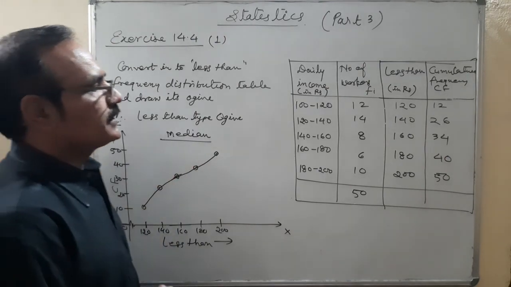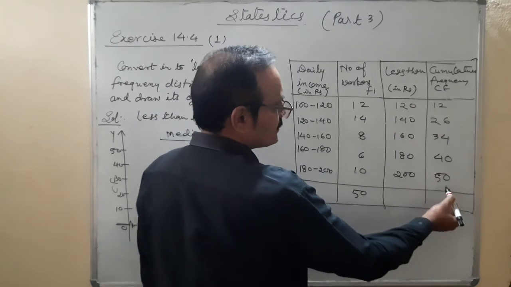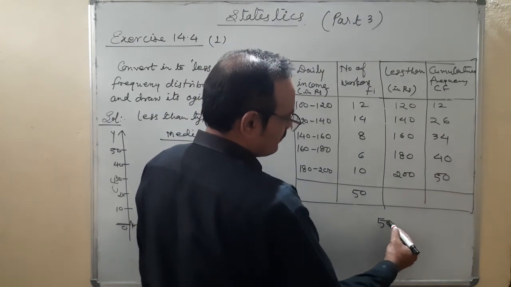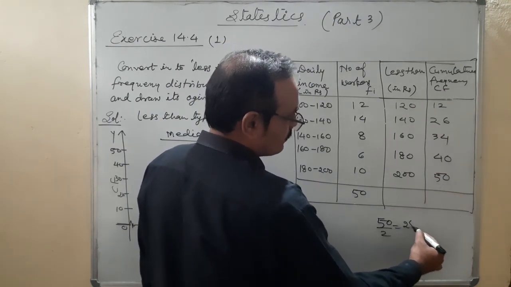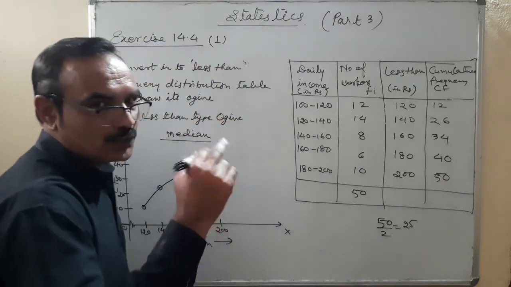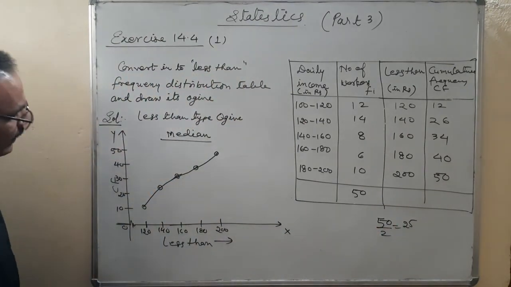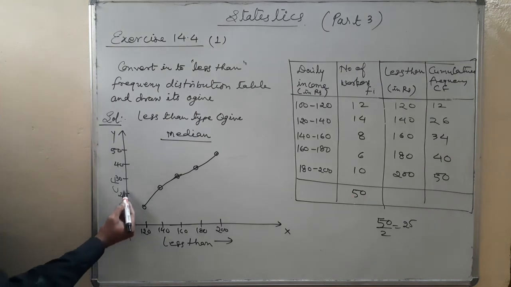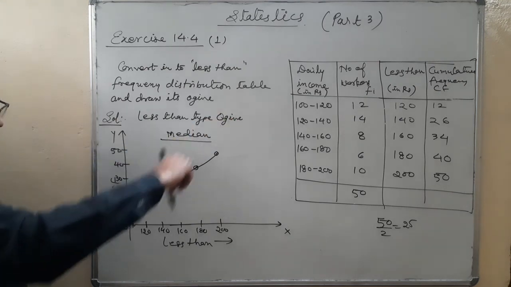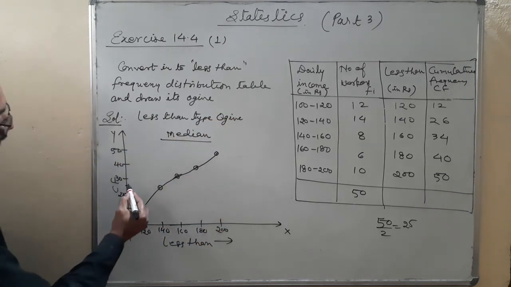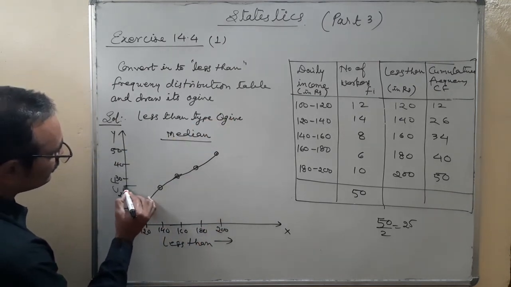For finding the median, in CF, the last term is 50. 50 divided by 2, n by 2. You remember the formula, n by 2 minus CF. 50 divided by 2 is 25. So you will see 25 here on the y-axis. Through this point, you have to draw a line parallel to the x-axis.